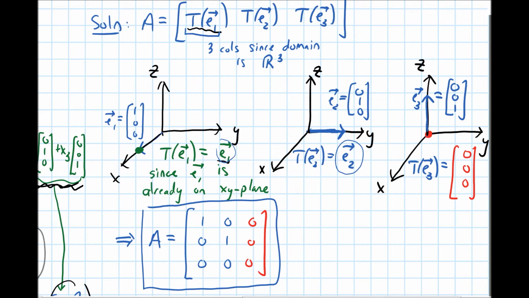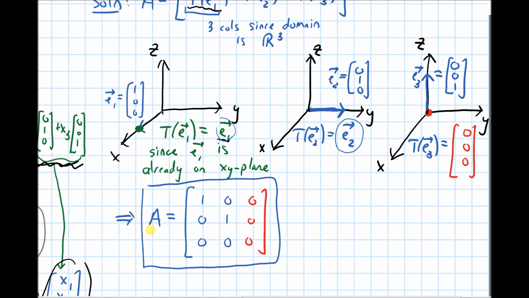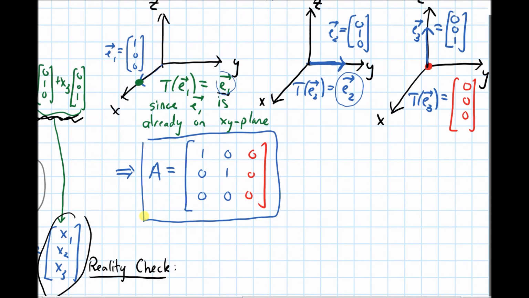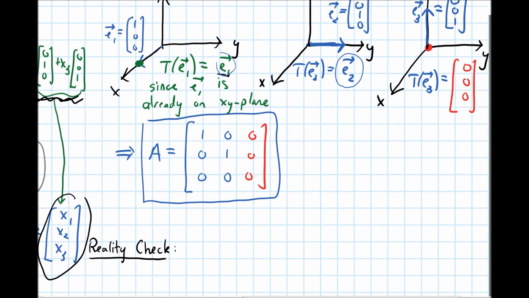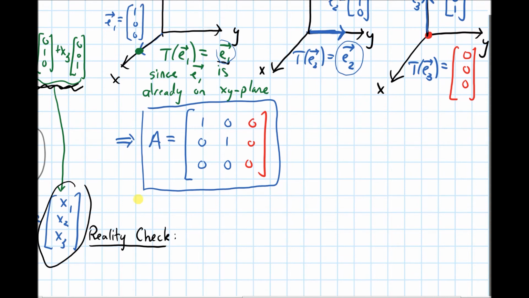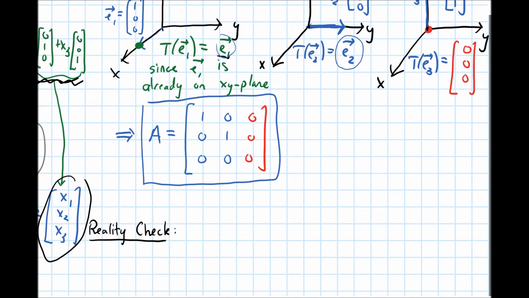Okay, so let's do a reality check and see if we can understand why this matrix projects points onto the xy plane. If I take this matrix A and I multiply it by a vector, does it project that vector onto the xy plane? So let's write out the matrix. So it's 1, 0, 0, 0, 1, 0, and then 0, 0, 0.